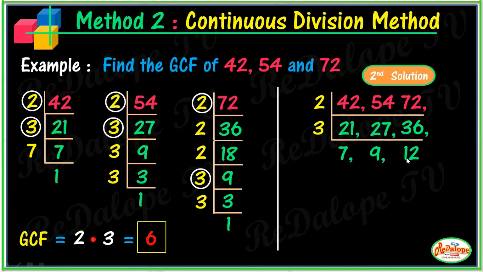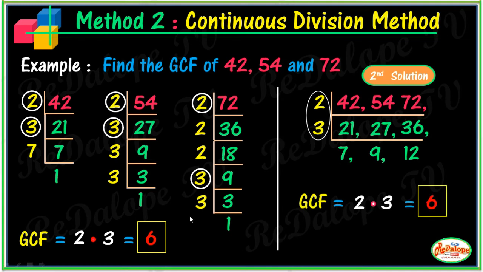Now 7, 9, 12, we cannot find a number that can divide 7, 9, and 12. So we stop. So then therefore, the GCF now is simply the product of these 2 prime divisors. So that would be 2 times 3, so that is understood to be 6. And that is the same as the first solution here.